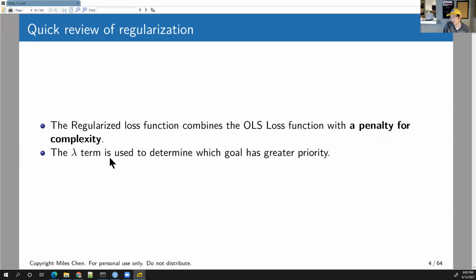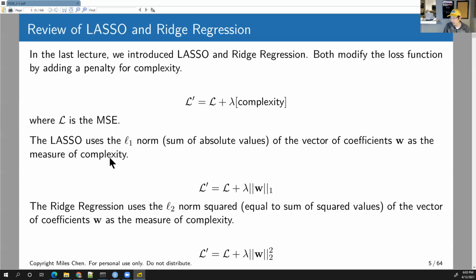So the answers are: the regularized loss function combines the OLS loss function along with a penalty for complexity. All right. And we have different ways to measure complexity. You have the L1 norm, which is the lasso, and you have the L2 norm, which will be ridge regression. Okay. And then the lambda term, which is basically a positive coefficient, is used to determine which goal has greater priority.